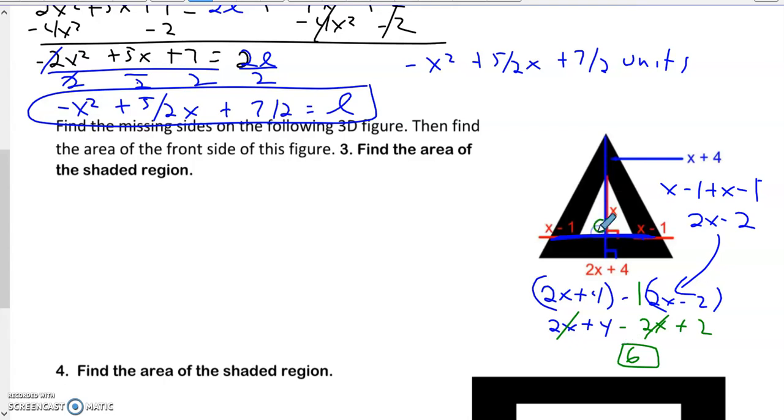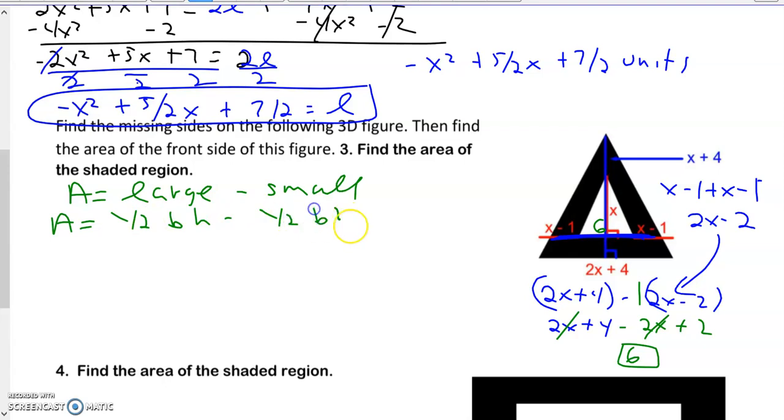This would be 6. So taking a look at this, we're going to do area equals large minus small. So when I do that, I know the formula is 1/2 base times height. So the large dimensions, that's what I wanted to do. My large dimensions are pretty easy.